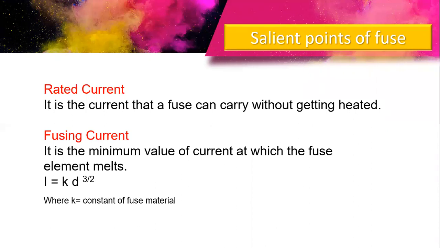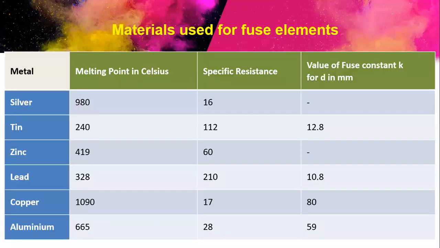So here K is the constant of the fuse element. Now you can see here the value of the fuse constant K for D in mm, the diameter in mm, at that condition. For example, tin has 12.8 as the K value, whereas lead is 10.8, copper has 80, and aluminum has 59. These are the K values. If you know the K values, and at the same time you know the D value, then we are going to find what the fusing current is.